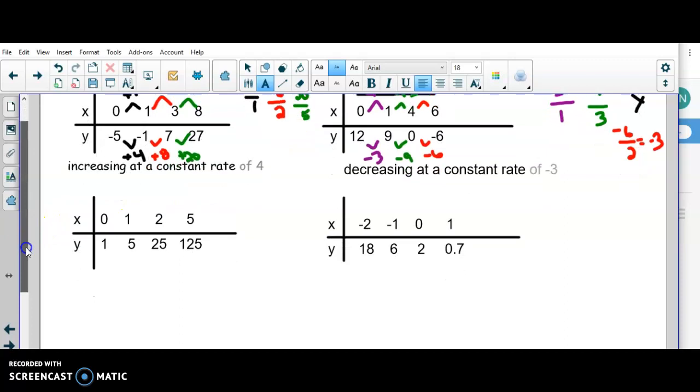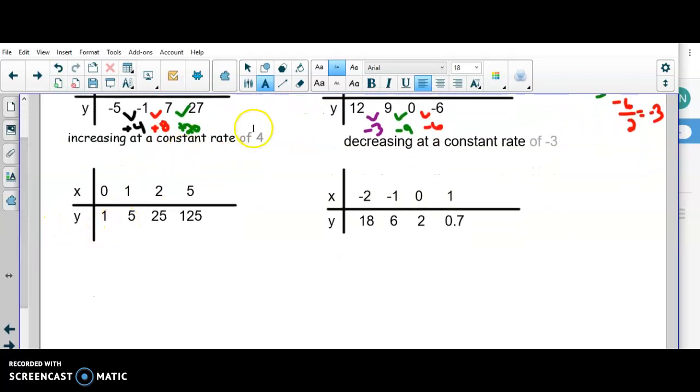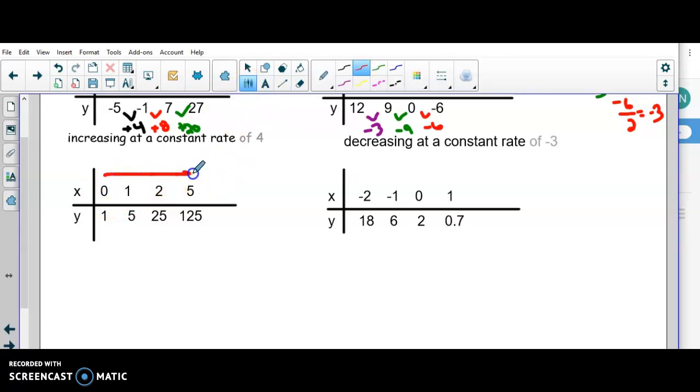All right, let's look at our next pattern. So here we go. Here's our next pattern. We notice we go from 0 to 1 to 2 to 5 on the x. So the x is increasing. And then our y values are also increasing. We go from 1 to 5, 5 to 25, and 25 to 100.